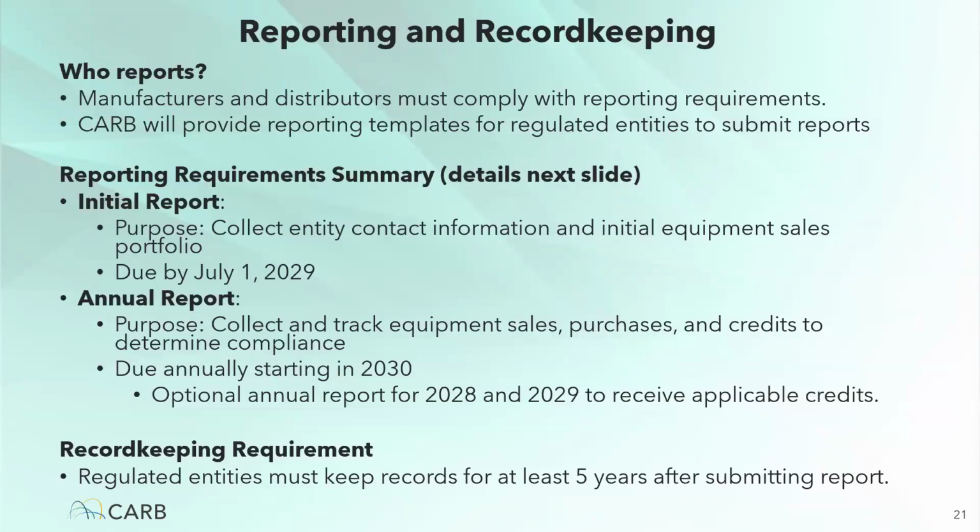Switching gears now to reporting and record keeping. Accurate accounting of equipment sales in California is essential for program transparency and compliance. The reporting and record-keeping provisions would apply to two groups of regulated entities. First are manufacturers who produce and deliver for sale equipment into California, and second are distributors, defined as any entity purchasing equipment for resale to consumers.